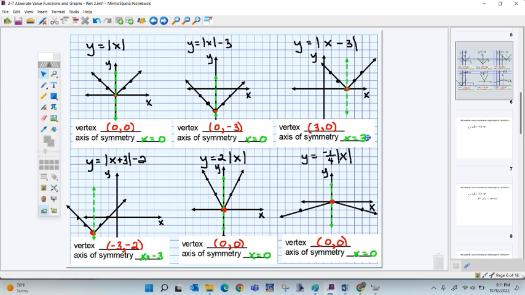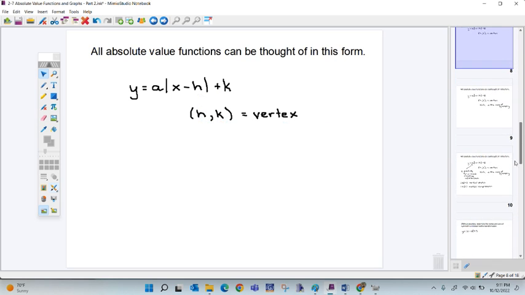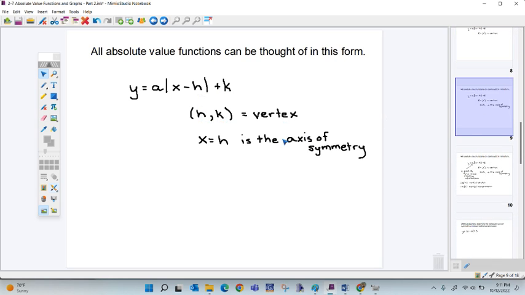Okay, so I've talked about your transformations, your left, your right, your up, your down, your axis of symmetry, your vertex, your stretch and compression. We have an absolute value function. It will be in this form. You have a number times x minus a number, plus a number. Your vertex will always be whatever this number is, comma, whatever this number is. So you don't have to graph it to tell what they are. X equals this number is our axis of symmetry.